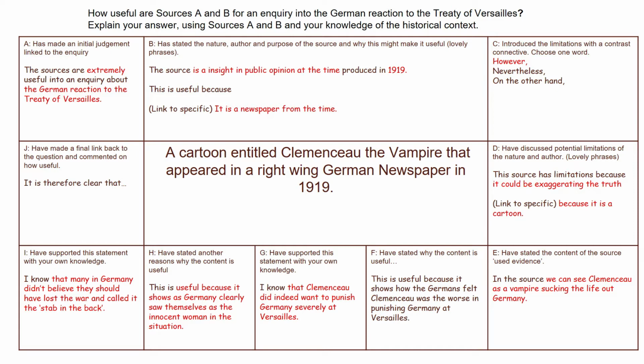And remember, Hitler later on says this stab in the back is linked to Jews. They are the ones who are responsible for Germany losing the First World War.